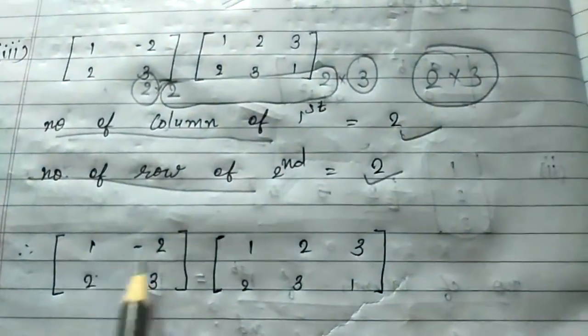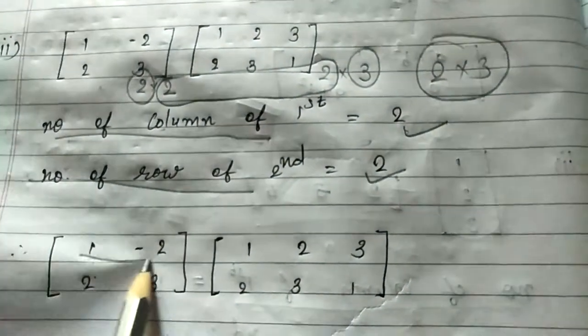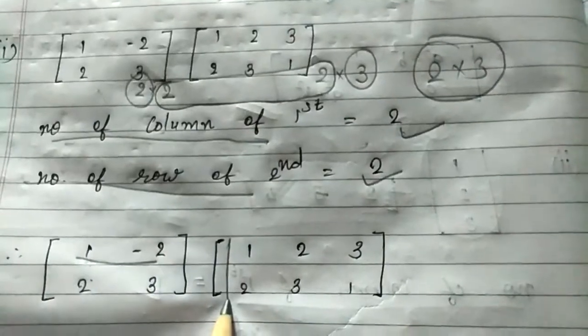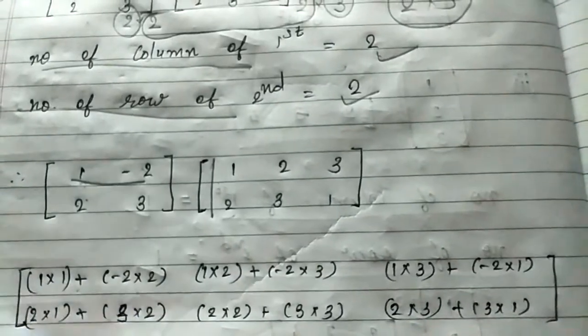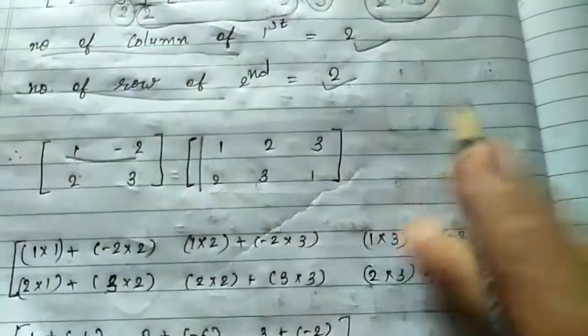So let me start the multiplication. When you are going to multiply, which is the first element? First row and the first column. So we will get 1 into 1 plus minus 2 into 2. Remember, students, it is not required to write this each and every time, but as it is the starting, we should write it down so your concept is clear.